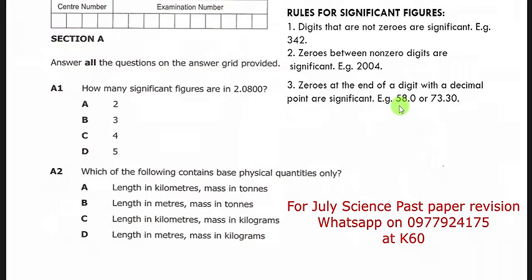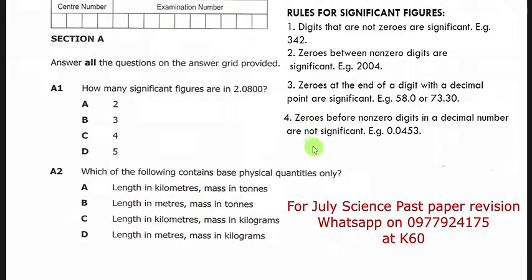Let's say we have 58.0. In this one, this 0 is significant because it comes after a decimal point. So in 58.0, we can say that it has 3 significant figures: 1, 2, 3. Also in 73.30, this 0 is again significant because it comes after a non-zero digit in a decimal number. So in 73.30 we have 1, 2, 3, 4 significant figures.